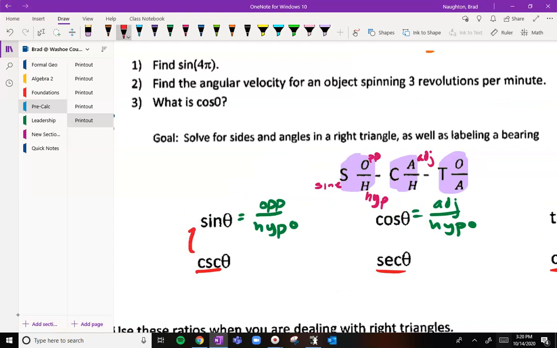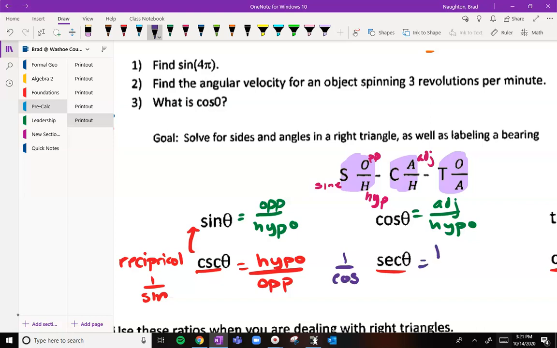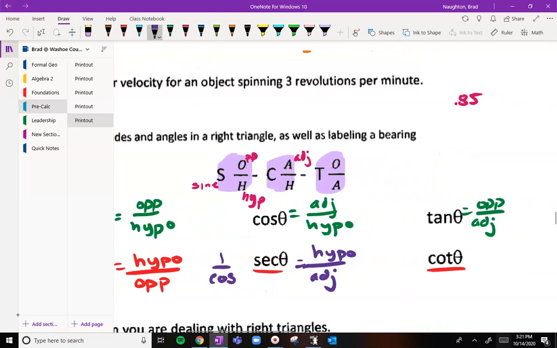Something to write down is that cosecant is related to sine in that it is the reciprocal. So if I say it's 1 over the sine, that's going to take this fraction right here and flip it on its head, so hypotenuse over opposite. Our secant is going to be related to 1 over cosine, and so that's going to be hypotenuse over adjacent. We're going to flip that fraction. And then cotangent, ladies and gentlemen, is going to be 1 over tangent, and tangent is adjacent over opposite, so we're going to flip it.